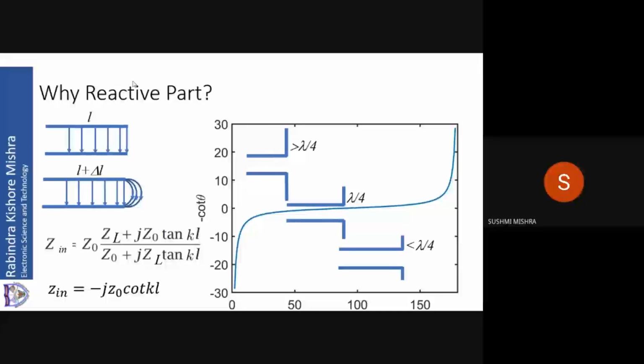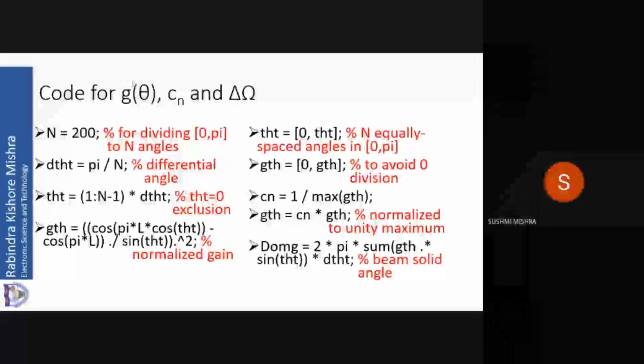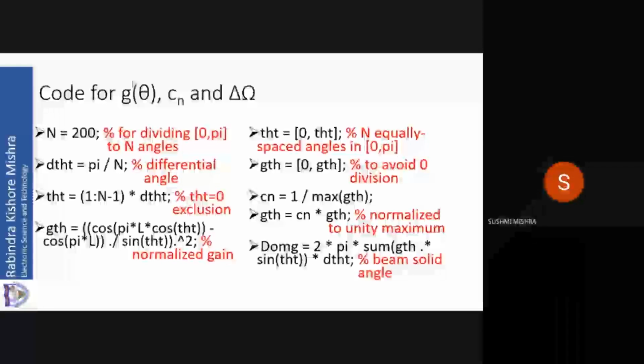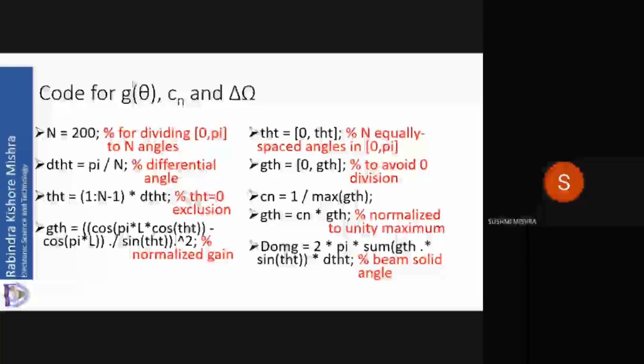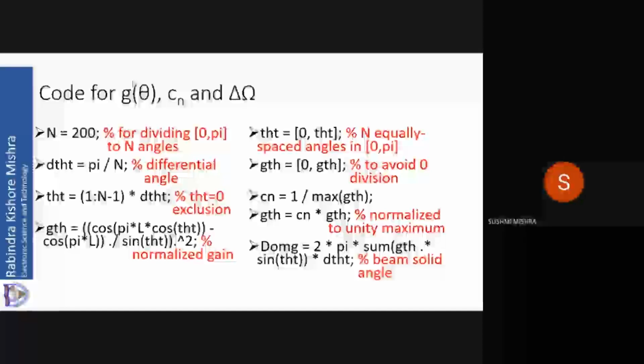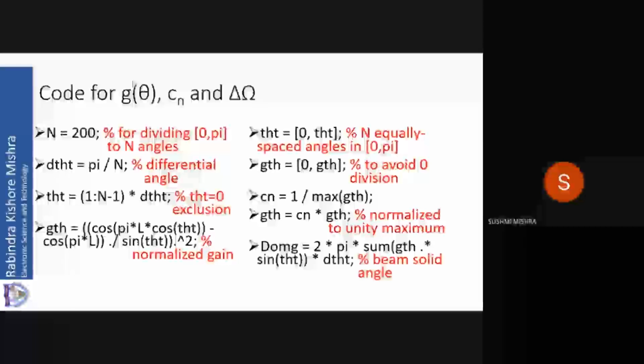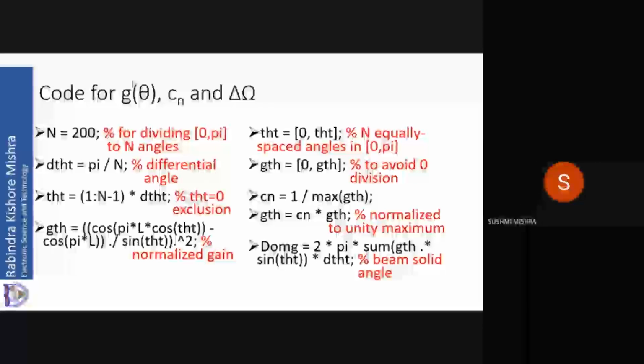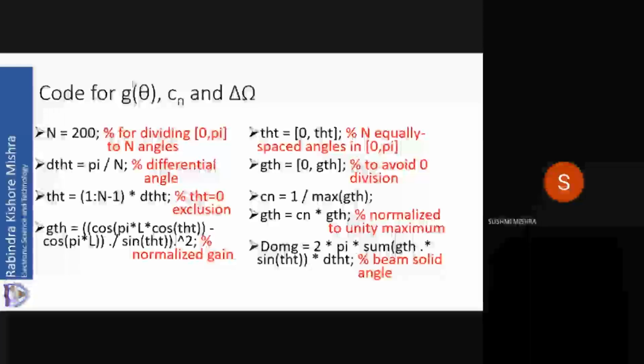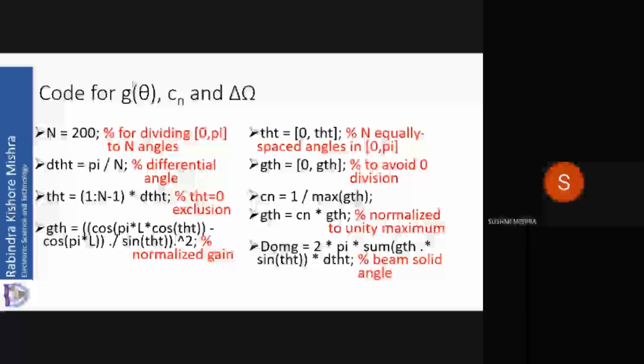So now let me come to a code which you can use to find out what is the normalized gain, what is the beam solid angle, and what is the CN for a linear antenna. Let me discuss that code. I will start with taking n equal to 200. You can take 500, 600, 300, 100 as per your choice. I am taking 200.